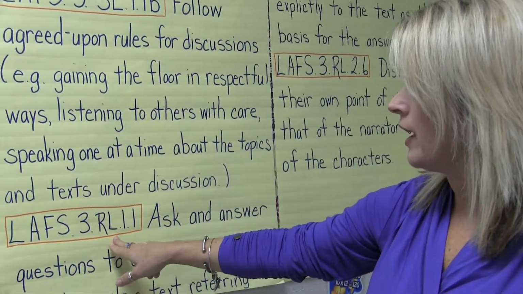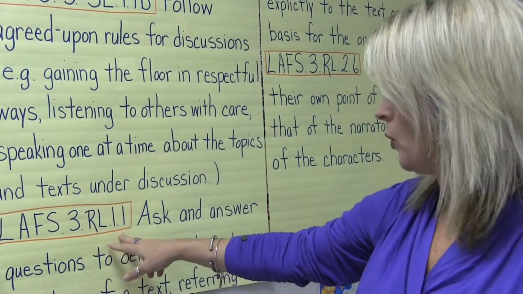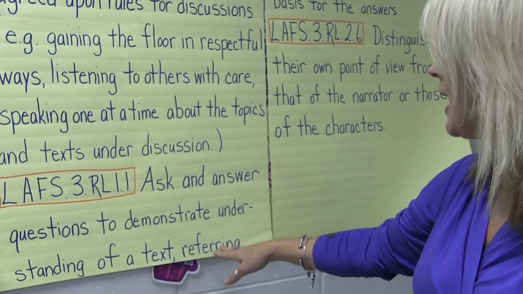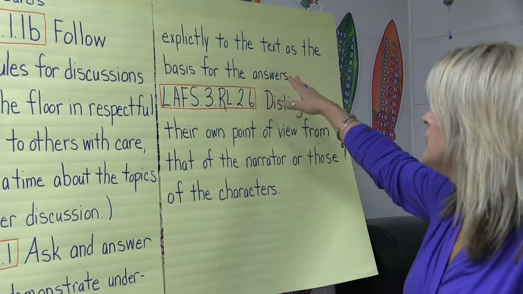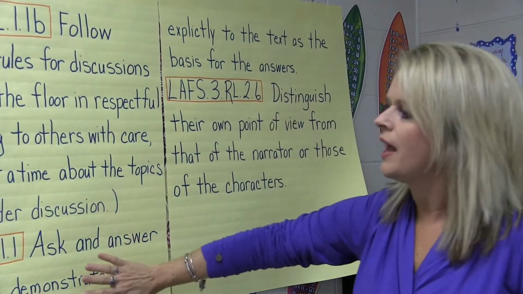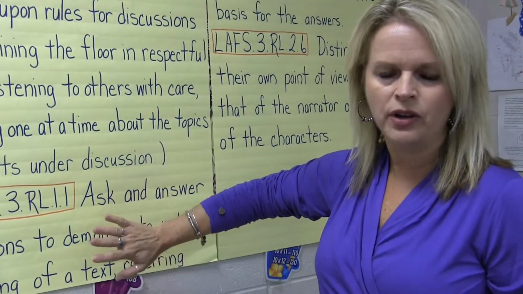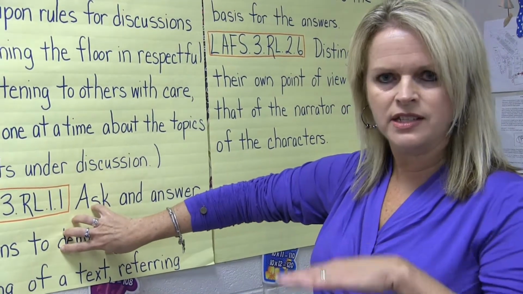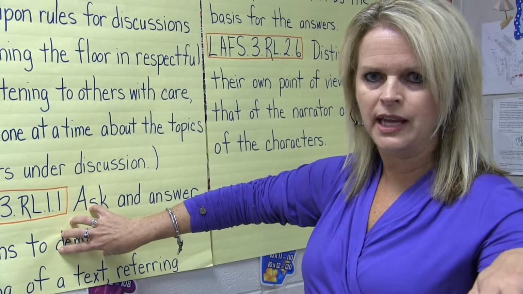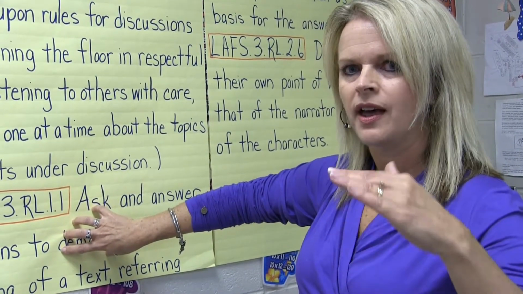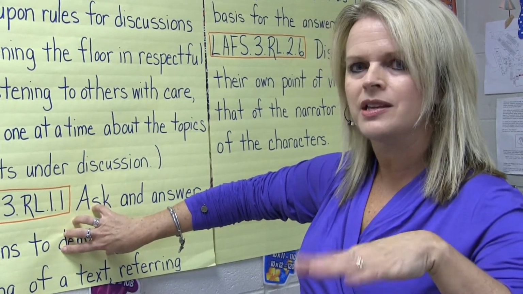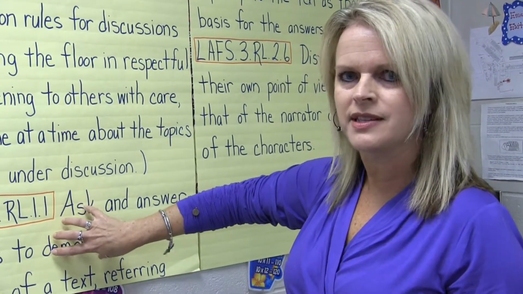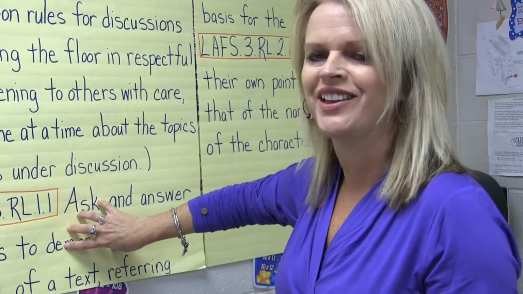And then RL, which is Literature Standard 1.1, which is ask and answer questions to demonstrate understanding of the text, referring explicitly to the text as the basis for the answers. Now, teachers, we should be doing this standard every time we hit a story in literature. Always, this is kind of like your base level of understanding the story, but with the new standards, the higher you go, it seems like the deeper they go. So you're always hitting this standard. This should not be your major focus. This is just scratching the surface so they understand the story.